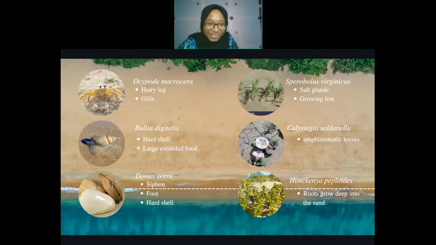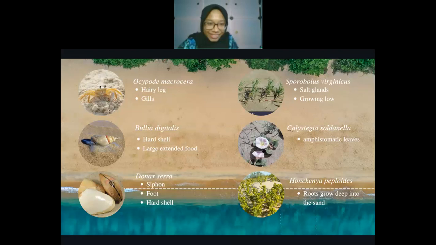The last animal species is the Donax. It has a siphon that can also act as a foot to anchor to the sand and bury itself. This feature benefits them against the strong waves that might push them to the high zone of the sandy shore. They also have a hard shell that prevents them from being eaten by predators that cannot break their shell.